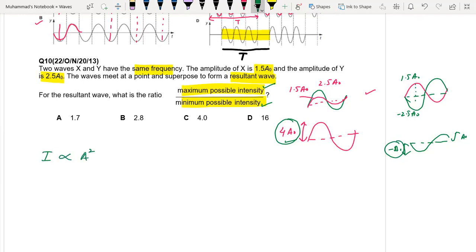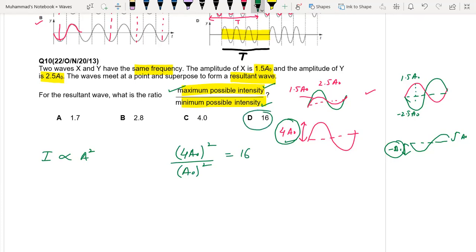So you know that intensity is proportional to the square of amplitude. So the maximum possible intensity, the maximum amplitude is 4 a naught, so that will be the square of 4 a naught. The minimum possible intensity will be when the amplitude is minimum, that is a naught square. So if you simplify this, you will get 16. So option B is correct.